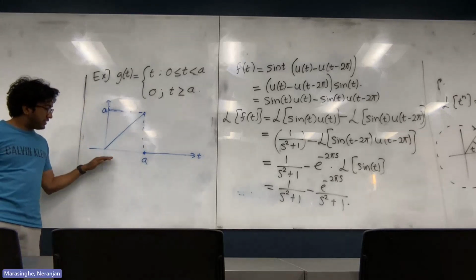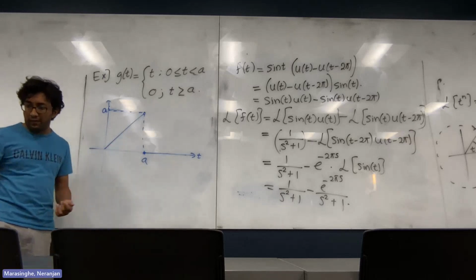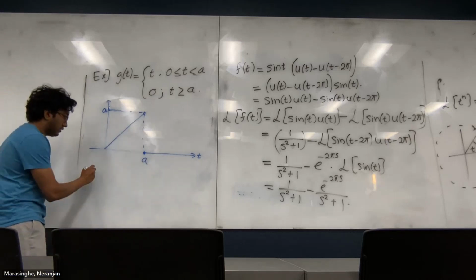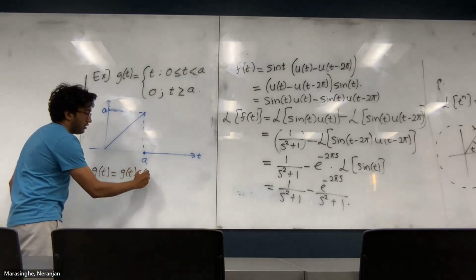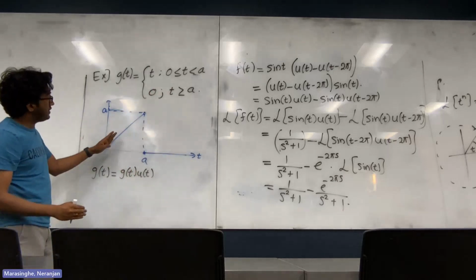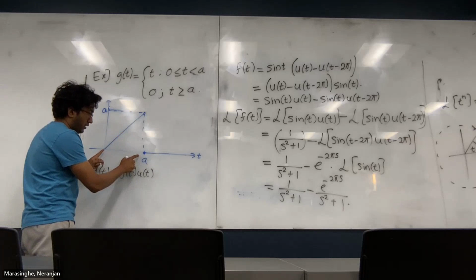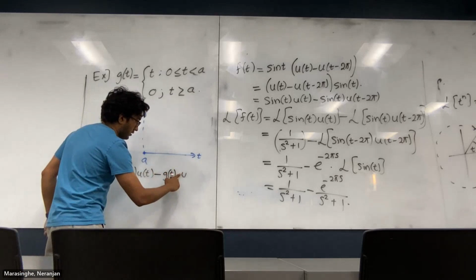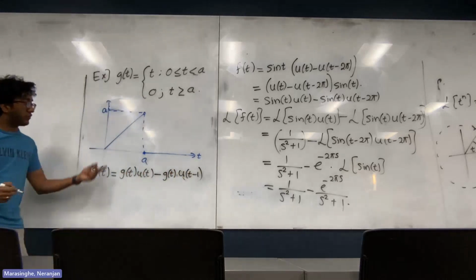Then, as usual, the next task is to express this function as a combination of step functions. So what can I say about this function g(t)? It is going to be equal to g(t) times u(t). g(t) times u(t) means the whole line, right? Because u(t) equals 1 and g(t) equals t. Then you would get the whole line, and if you subtract t times u(t minus a), you will get this portion.